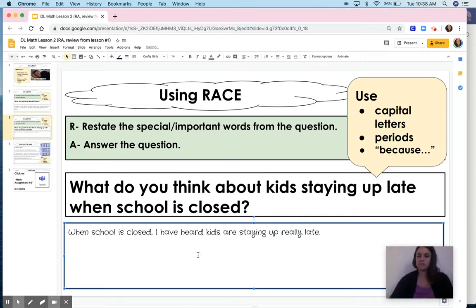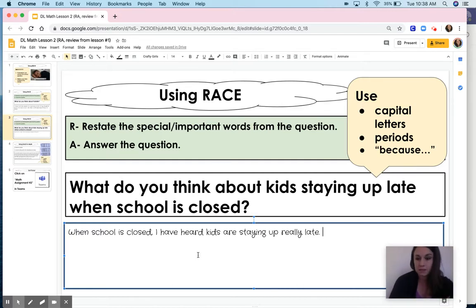Period. Okay. Did I answer the question? I definitely restated. I used closed, staying up late. Kids, am I missing something? I hope that you said, yeah, think. We said that was one of the really special words, one of the really important words, and we didn't use it. So do you see what I'm saying here? If I didn't use the word think in here, I might have forgotten to put my answer.